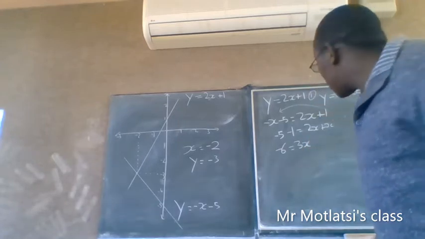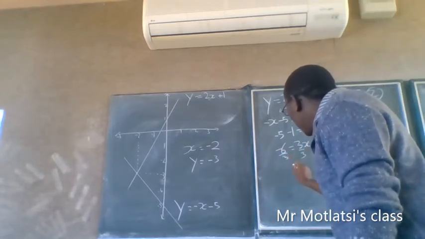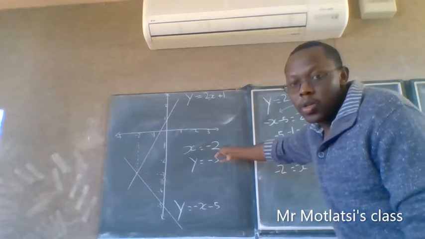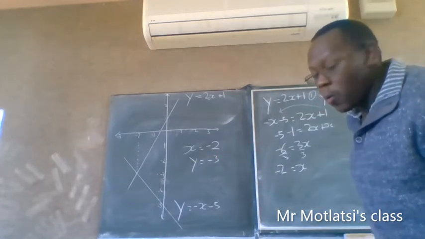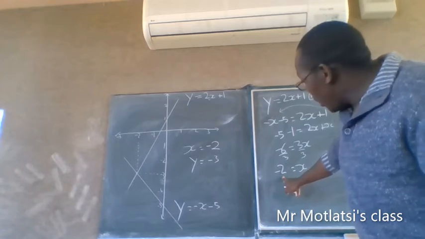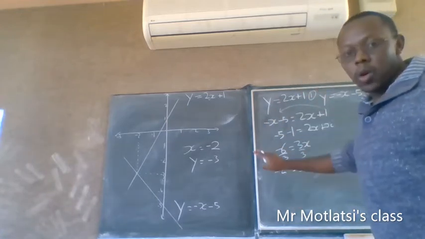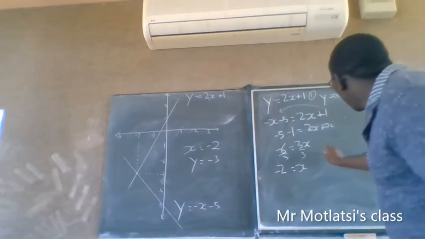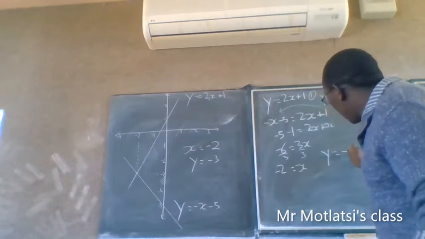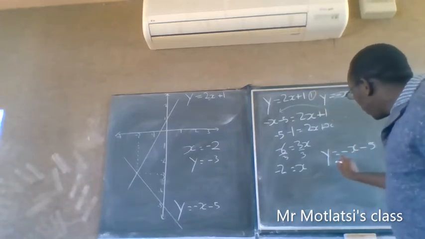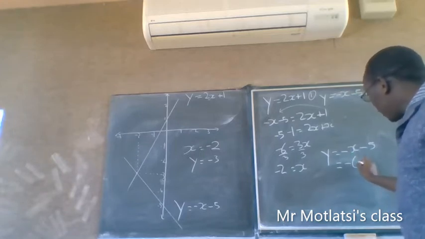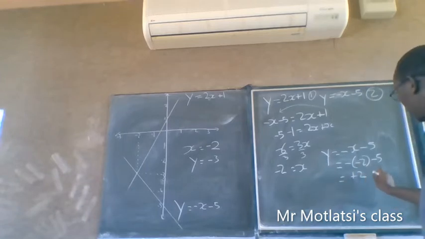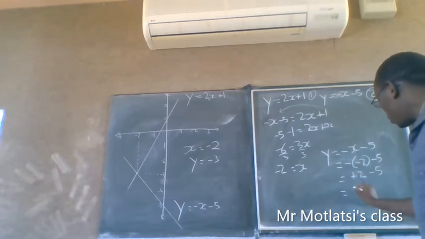Then we solve for x. Divide by 3, divide by 3. x is equivalent to minus 2, which is what we discovered over here. What about y? In order to solve for y, you just need to substitute for x. You can substitute for x in equation 1 or in equation 2. I'm just going to take equation 2 because it's the easiest one. y equals minus x minus 5. y equals minus bracket minus 2, minus 5, which is plus 2 minus 5. This is equivalent to minus 3.